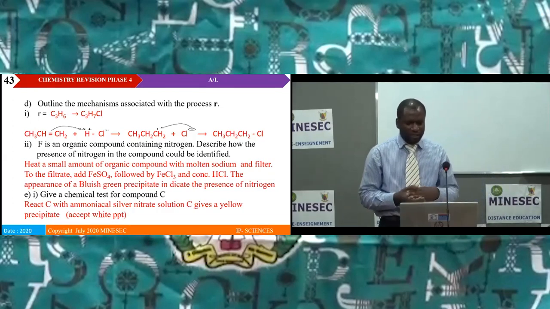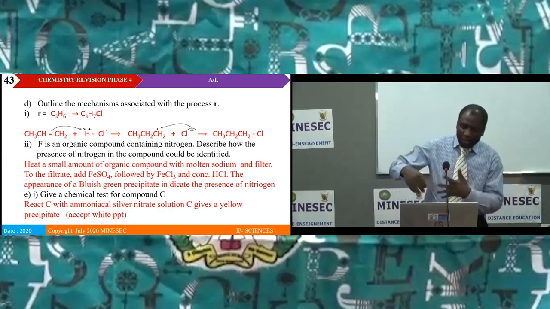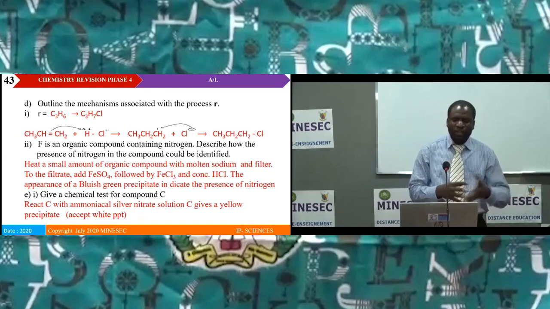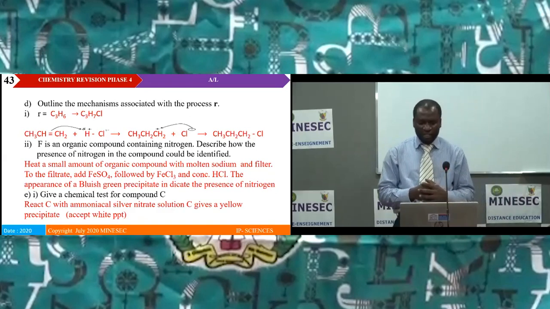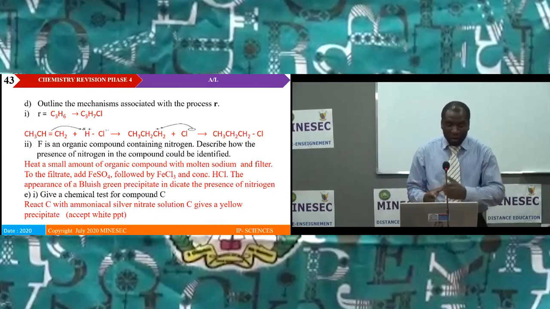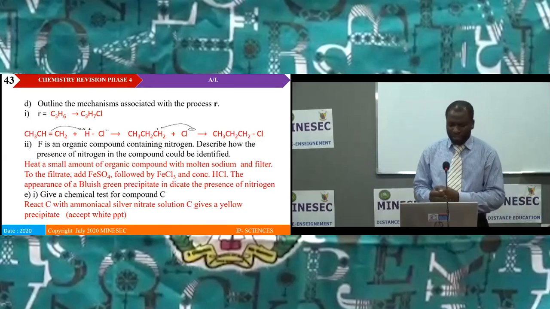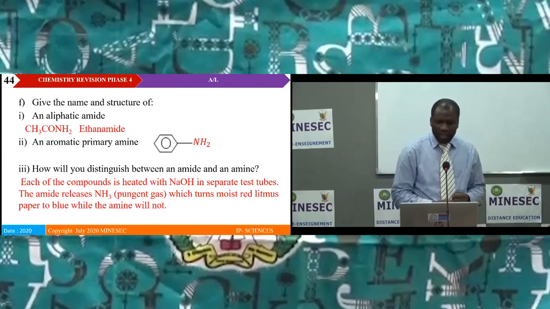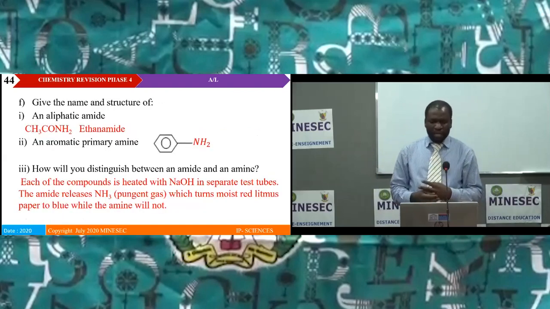Compound C is propyne, so it's a terminal alkyne. So it can be tested by reacting C with ammonia silver nitrate solution, and C will give a yellow or white precipitate. F, give the name and structure of an aliphatic amide.